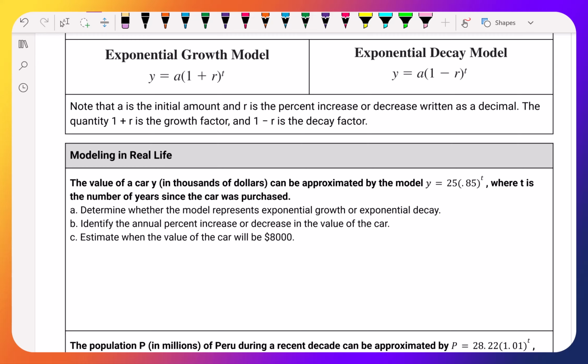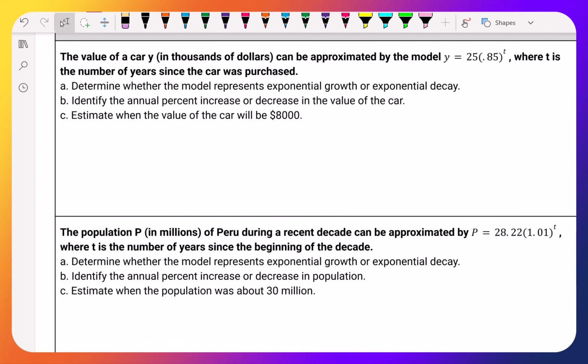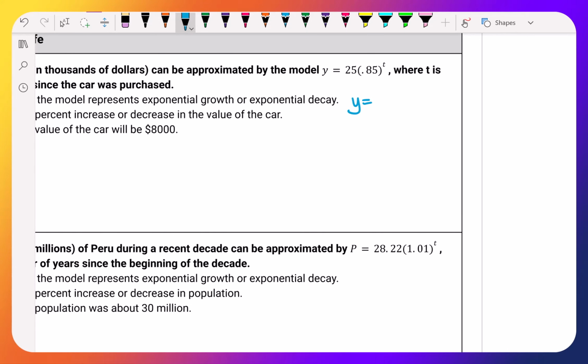Speaking of decay, this first one is a decay. So let's look at this problem. We're talking about a car. The value of car y in thousands of dollars, because I looked at that and I was like, there's no way this car is 25. It's actually $25,000. It can be approximated by this model. So I'm immediately going to write this down. It's too small for me.